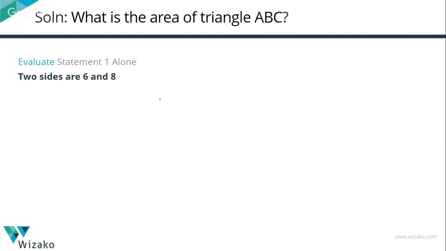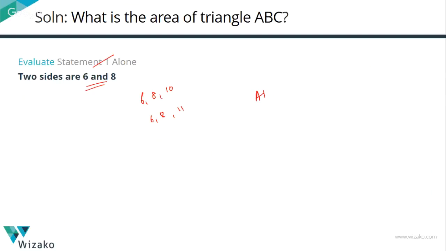6 and 8 is a part of a Pythagorean triplet, so all of us will think the triangle is a 6, 8, 10 triangle. The triangle could very well be a 6, 8, 11 triangle. 6 plus 8 is greater than 11. It is not a right triangle, but it is a triangle. We know only two sides. Without knowing the third side, we will not be able to find the area, or we at least need to know the included angle. Statement 1 is not sufficient.